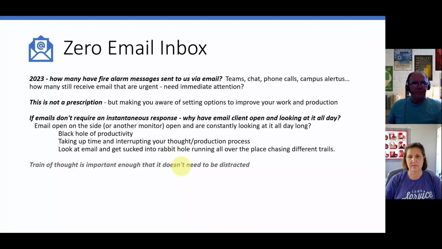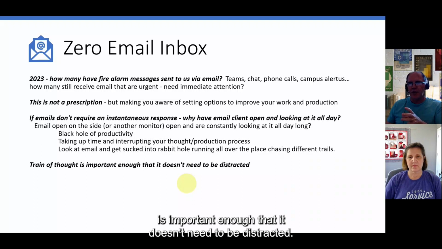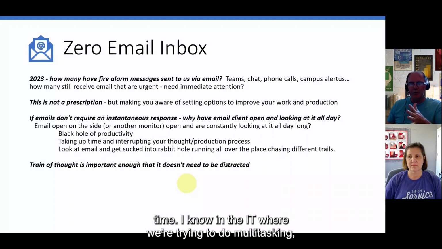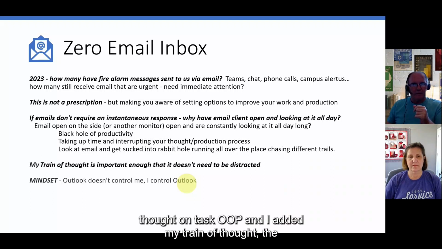So we have to understand that my train of thought is important enough that it doesn't need to be distracted. This is a way that we can stay focused on one thing at a time. I know in the IT world we try to do multitasking, but I think we do a better job if we can keep our train of thought on task.